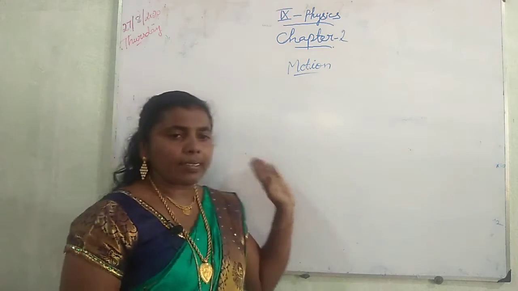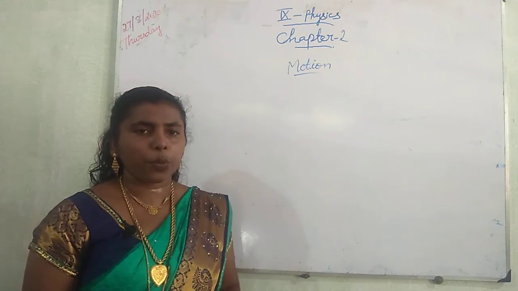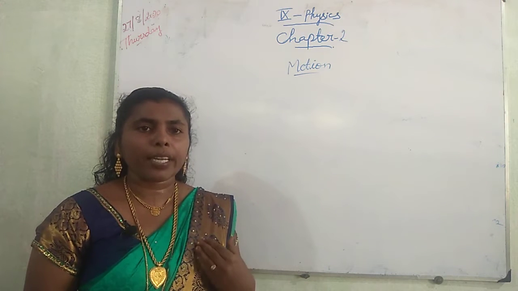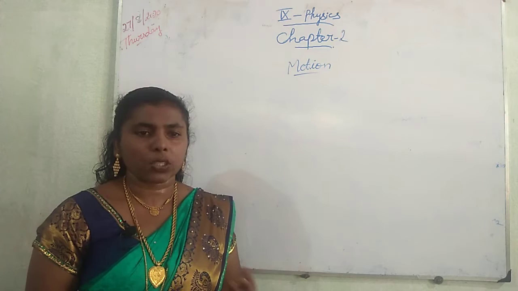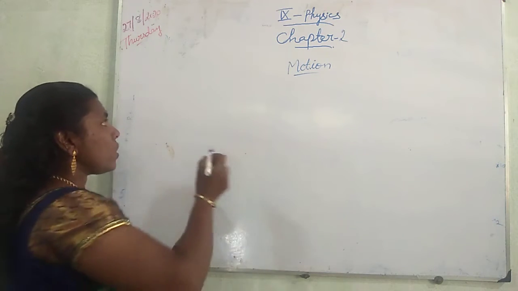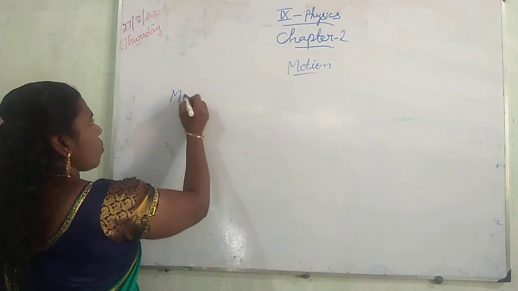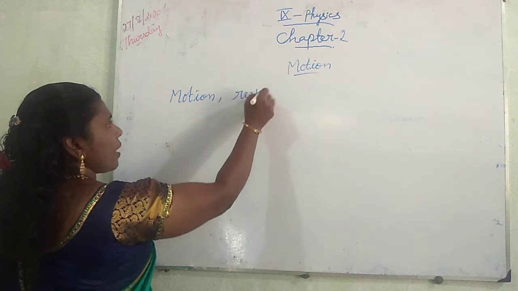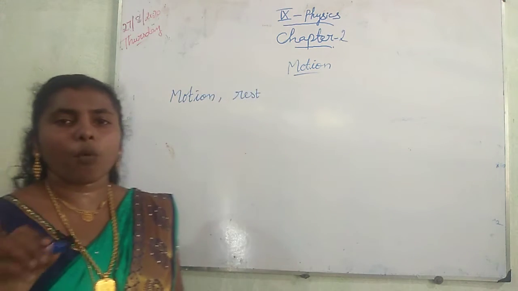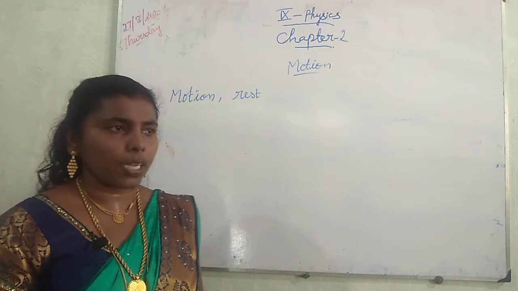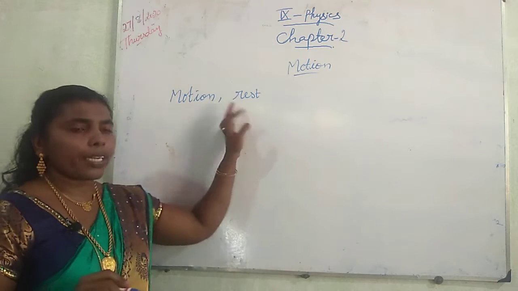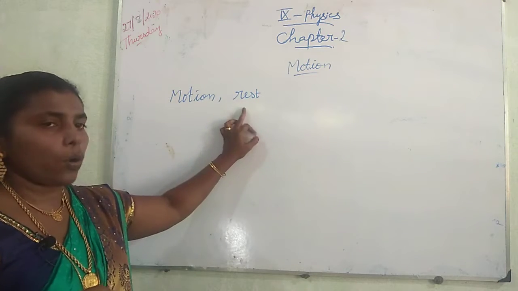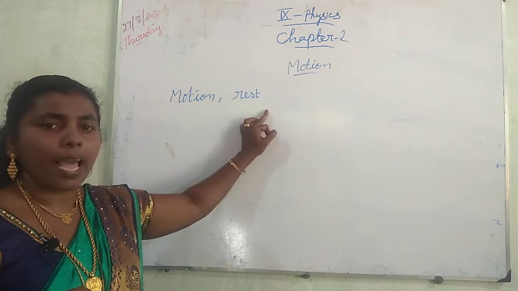And rest. Say I am standing in the same position, so my body is at rest. Rest means my body does not change from one place to another. So we have learned about motion and rest. What is motion? A body moves from one place to another is called motion. What is rest? The body does not move from one place to another is called rest. Now you are clear about motion and rest.